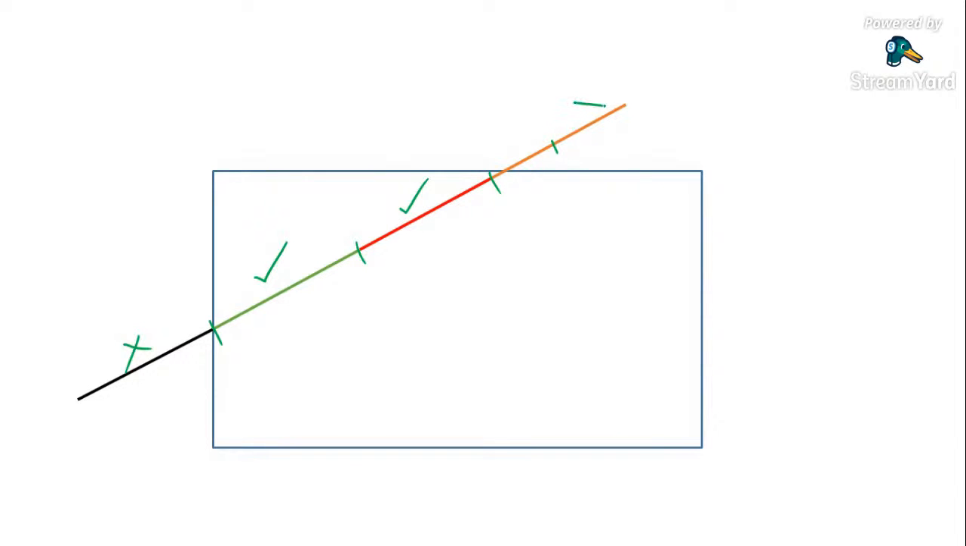After dividing, you can neglect this. Again you can divide into two parts, so you can neglect it. Again you can divide. So you can neglect this and you can accept this. So this is nothing but the midpoint subdivision algorithm. This is the third algorithm of line clipping.